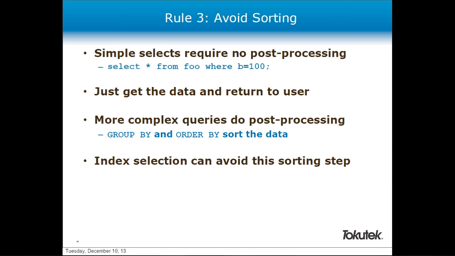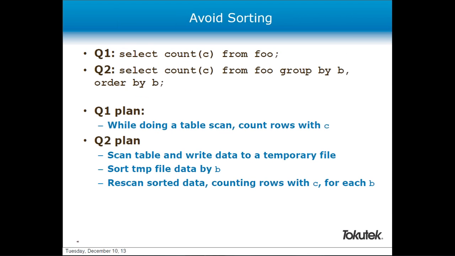And what we can do is, if we don't want to do this sort work during query time, we could use index selection to avoid the sorting step. So suppose we have two queries: select count C from foo, and select count C from foo group by B order by B. Well, the query plan for the first one's pretty simple. Assume you have no indexes. While you're doing a table scan, you just count the rows for C. You're done. But for query 2, it's a little more complicated.